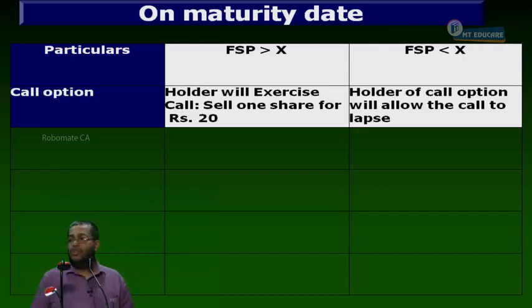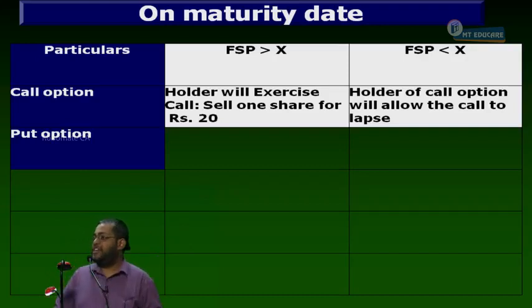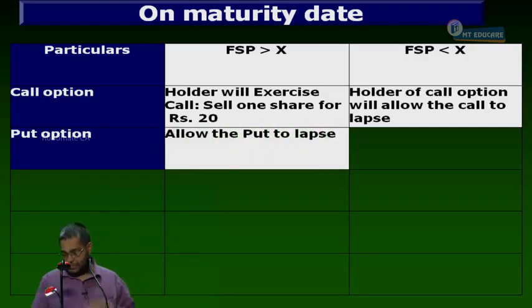Next, put option. I will decide, the other party does not; I will. Why will I decide? I am the holder of a put option. FSP more than X: will I exercise or lapse? Lapse. Allow the put to lapse.